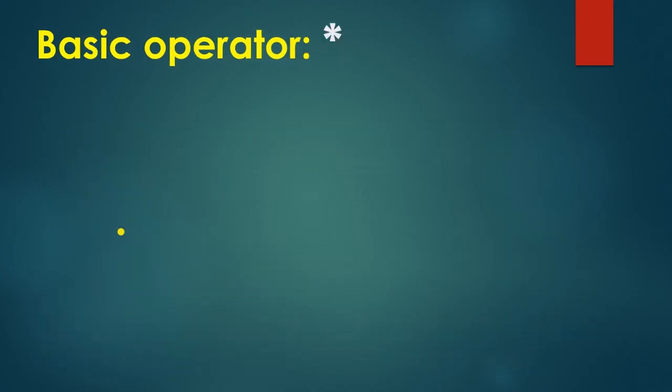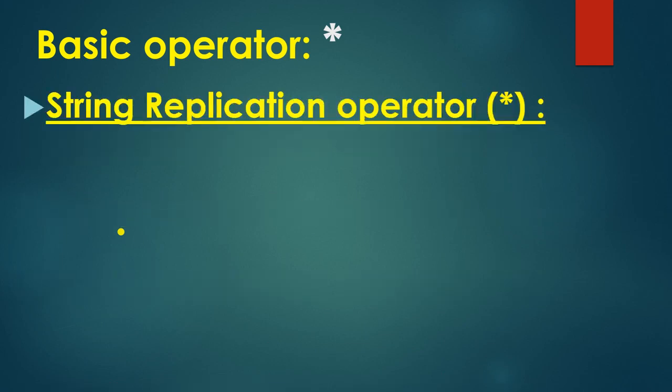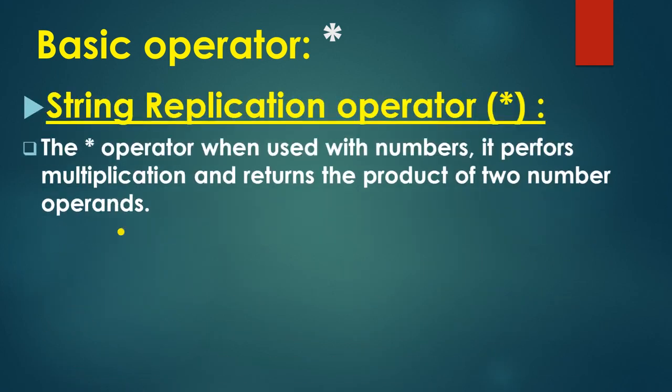Now next is the basic operator, the replication operator. This is the string replication operator. The asterisk symbol, when used with numbers, performs multiplication and returns the product of two numbers.